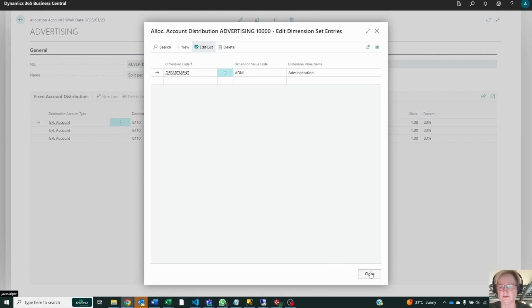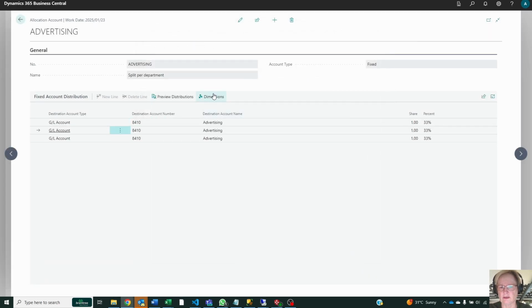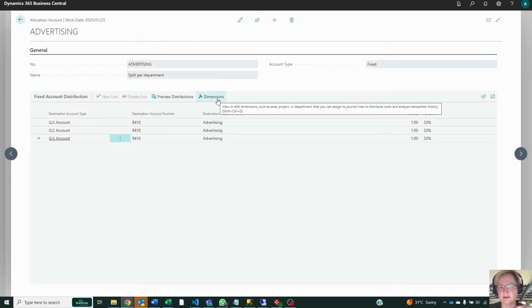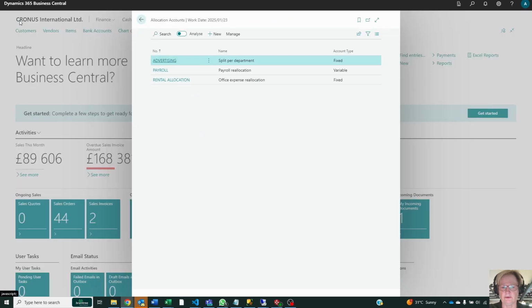So I go in line by line. I'm going to allocate the first line to admin department. The second line is going to the sales department, and the third line is going to the production department. So far, so good. So those are 2 options. One is I'm going to take an amount captured on an invoice or on a journal, and I'm going to split it into different accounts. Second one, I'm taking an amount on my document, and I'm going to split it to the same account, but to different dimensions. And the third one that I'm going to show you is a variable allocation.